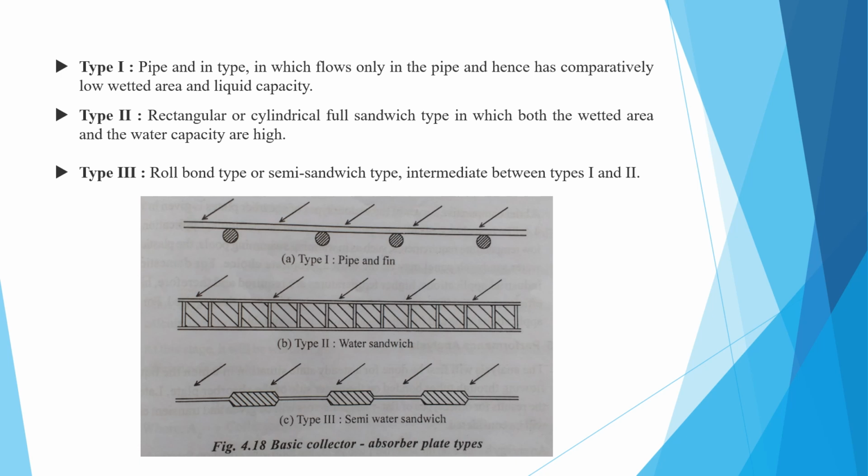So this is the diagram of three types. Type 1 is pipe and fin. Type 2 is water sandwich. Type 3 is semi-water sandwich. So type 1 has low wetted area and low liquid capacity. Type 2 has high wetted area and high water capacity. But type 3 is intermediate between type 1 and type 2.